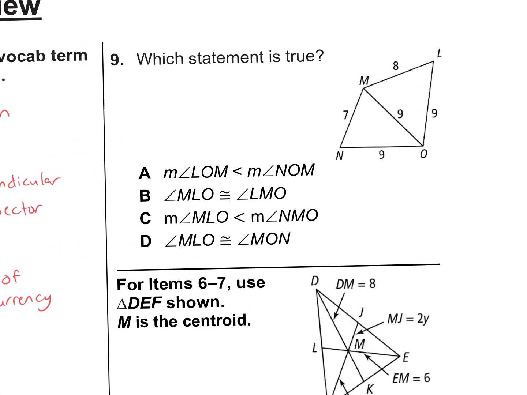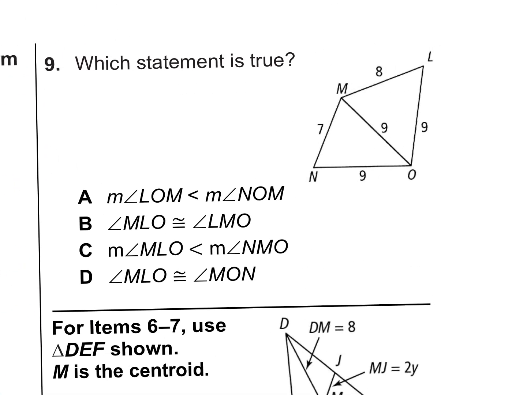Number 9, getting into the actual math concepts of the test. It's asking which statement is true. So you're just going to go through a process of elimination. Okay, so A, angle LOM. Remember, how do I know which angle it's talking about? In line with the middle. So LOM and NOM. It says LOM is less than NOM. Is that true or false?